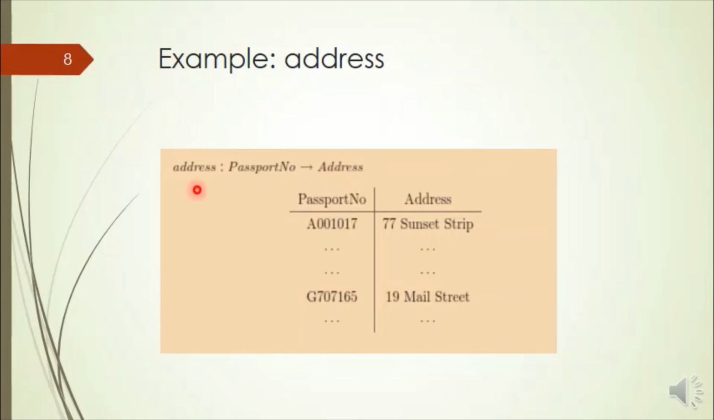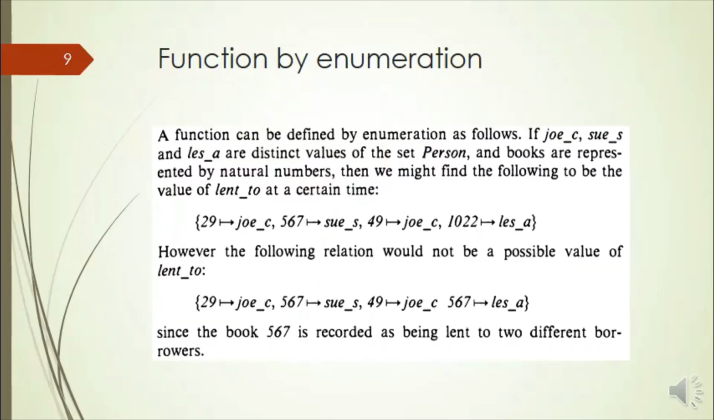As we all know, each passport contains a unique address, therefore the function variable address would be called a total function. If we write each and every ordered pair of a function in a set, then it is known as a function representation by enumeration.